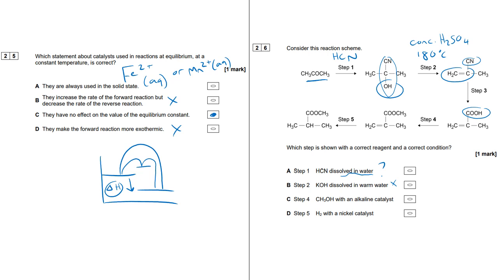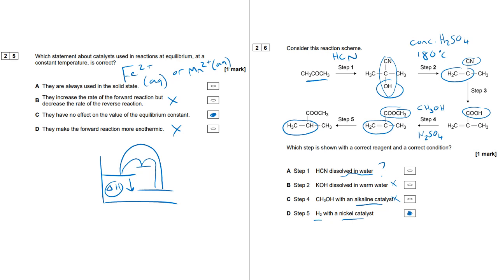Step 4, we're going from a carboxylic acid group to an ester group. So we're carrying out esterification. To carry out esterification, you'll need an alcohol, specifically we'll need methanol. And the catalyst for esterification would be sulfuric acid. So not an alkaline catalyst. Finally, we're going from an alkene group to an alkane group. So we're getting rid of the double bond. That will be hydrogenation of an alkene, which does use hydrogen and a nickel catalyst. So that is the correct step there.